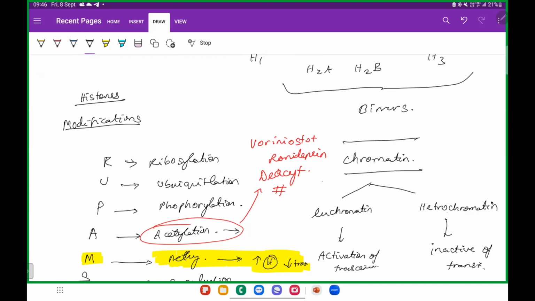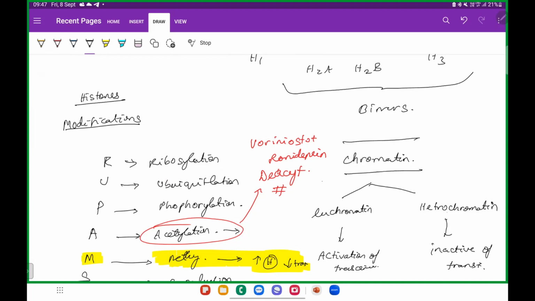Ubiquitination reduces the transcription phase, and sumoylation also reduces the transcription phase. Apart from it, you have two important things: acetylation and methylation. Acetylation causes an increase in the activation of your transcription, and it is euchromatin in nature. Whereas methylation is heterochromatic. Heterochromatic means they inactivate your transcription, and this is what they are telling.